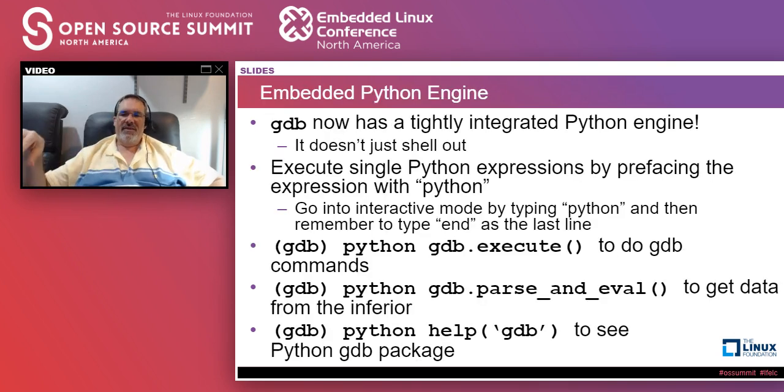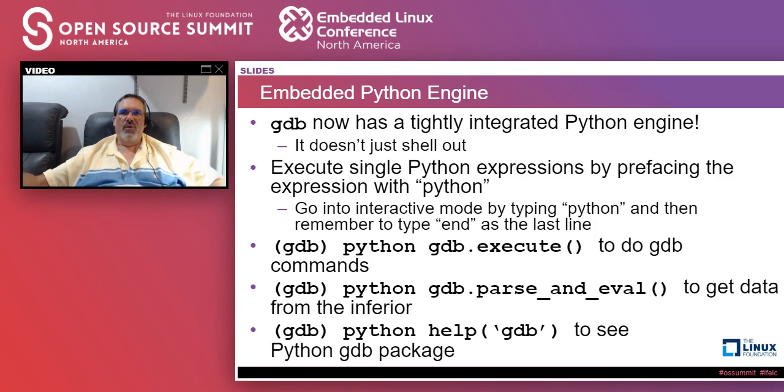Now, one of the things that is kind of a surprise to a lot of people is that GDB actually has an embedded, integrated Python engine inside of it. It doesn't actually just shell out. There's actually a Python engine embedded inside of GDB. So we can execute Python expressions if we just simply preface them with the command python, space, and then whatever Python expression we wanted to use, we can actually then execute Python commands.